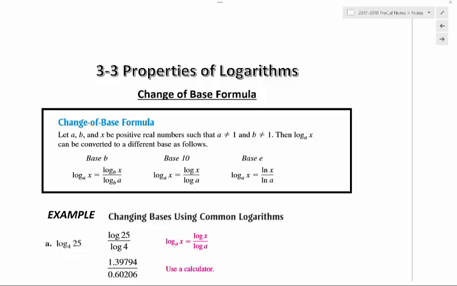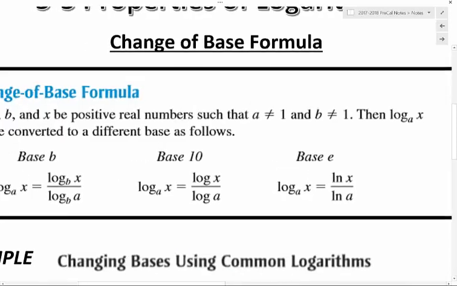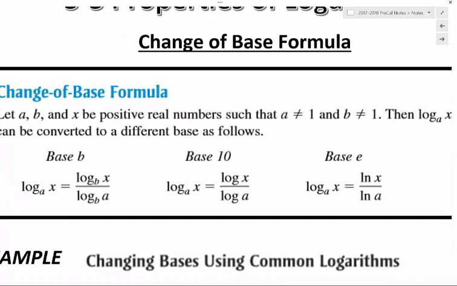So let a, b, and x be positive real numbers such that a and b are not equal to 1. Then it can be converted to the following bases as follows. If I want to say some random base b, I can rewrite log base a of x to be log base b of x divided by log base b of a. If I wanted to write it in base 10, I could write it as log base 10 of x, or log x over log a, because there's an understood 10 there. If I wanted to do it in terms of natural log, I could do natural log of x over natural log of a.